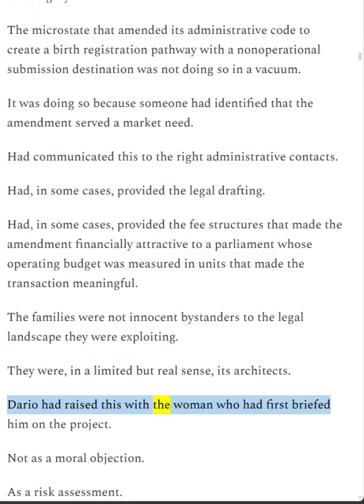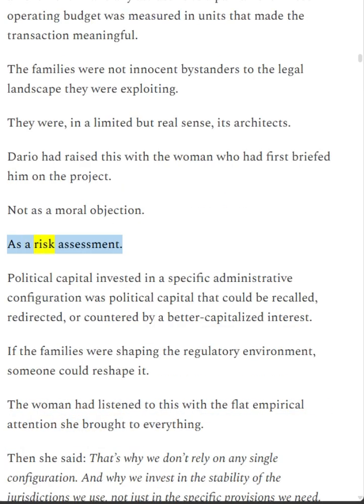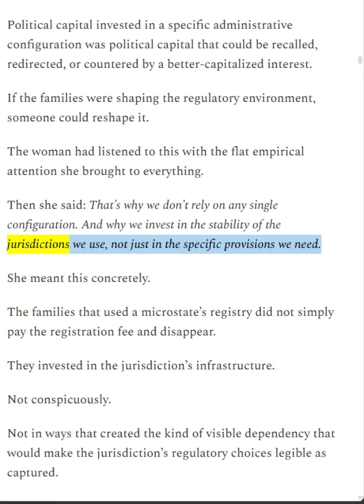Dario had raised this with the woman who had first briefed him on the project. Not as a moral objection, as a risk assessment. Political capital invested in a specific administrative configuration was political capital that could be recalled, redirected, or countered by a better capitalized interest. If the families were shaping the regulatory environment, someone could reshape it. The woman had listened to this with the flat empirical attention she brought to everything. Then she said, "That's why we don't rely on any single configuration, and why we invest in the stability of the jurisdictions we use, not just in the specific provisions we need."